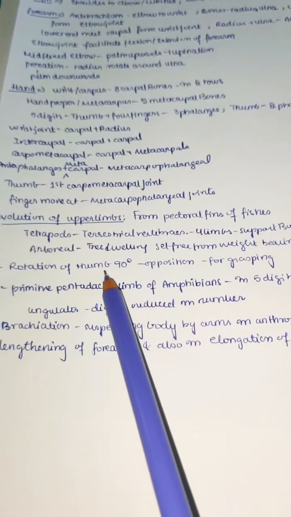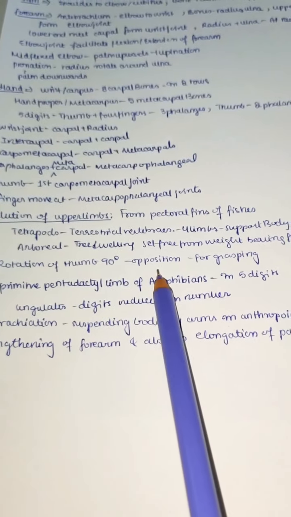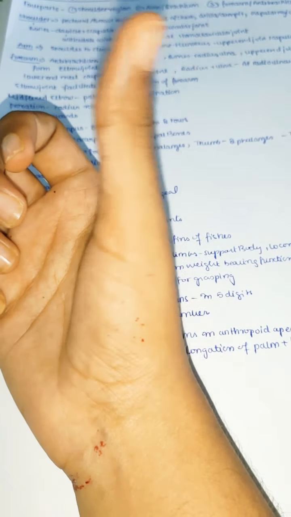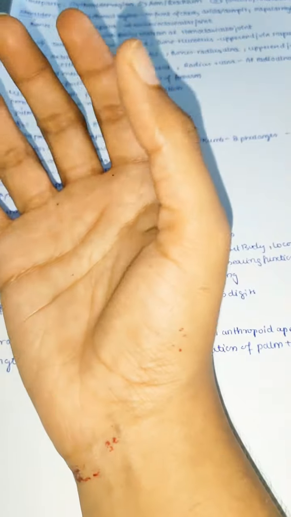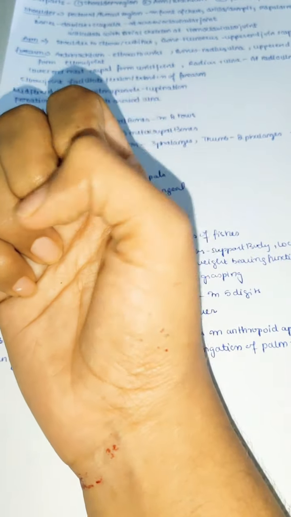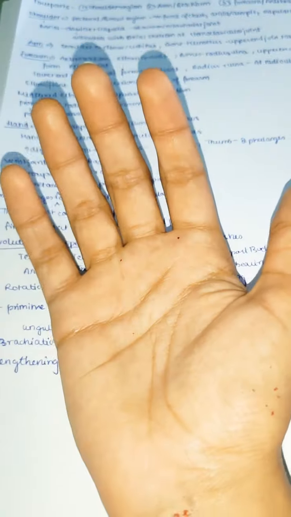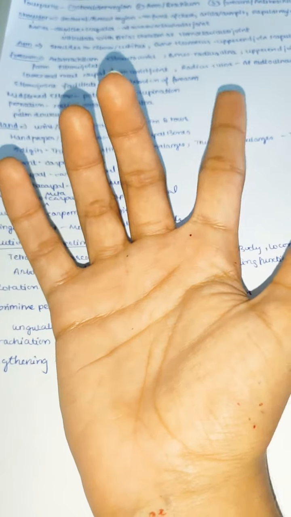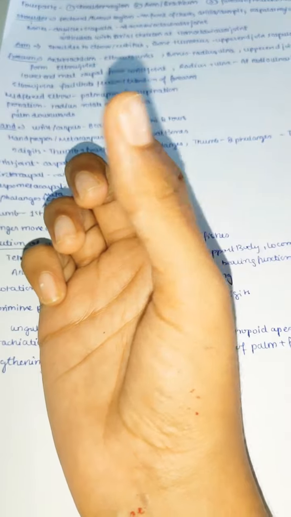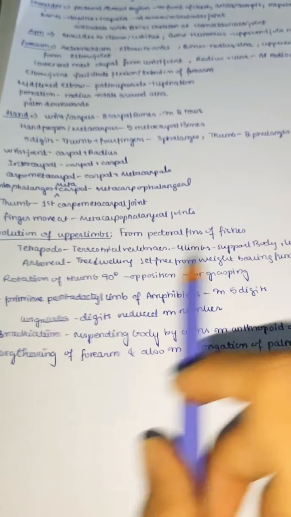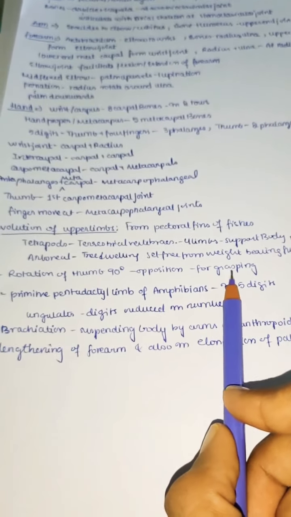And the rotation of the thumb is 90 degrees. It's called opposition, for grasping. If you see your thumb, it's rotating 90 degrees mainly to grasp things, to catch things. So this is opposition of the thumb. Other fingers can't do opposition, they can't move, only like this. But your thumb can move in a 90 degree angle for the grasping of things.